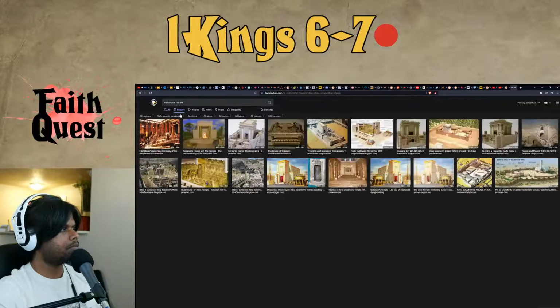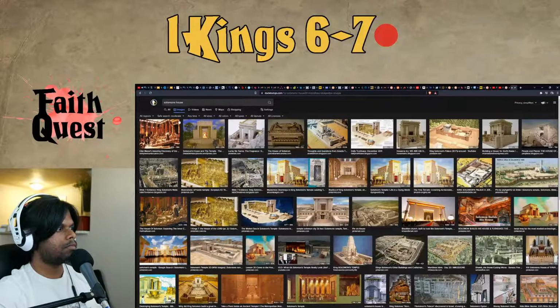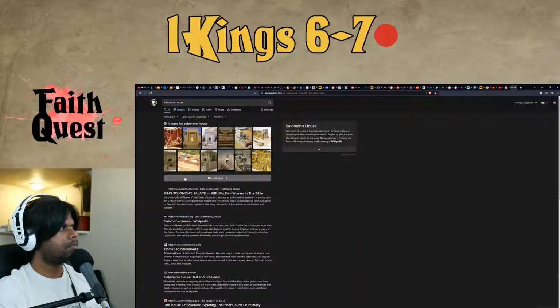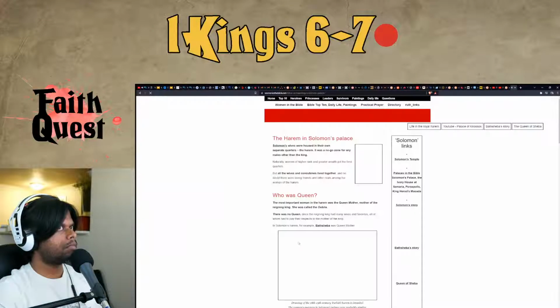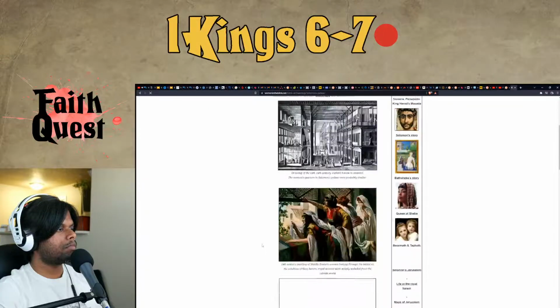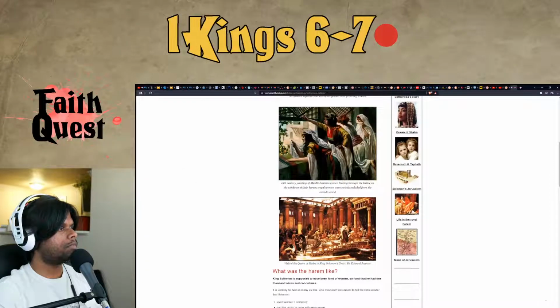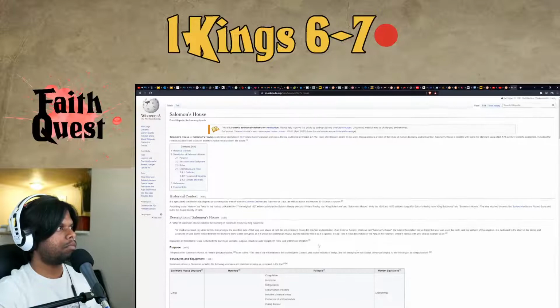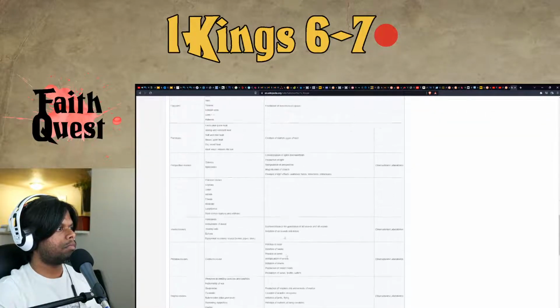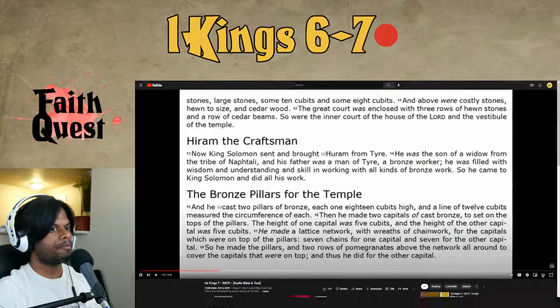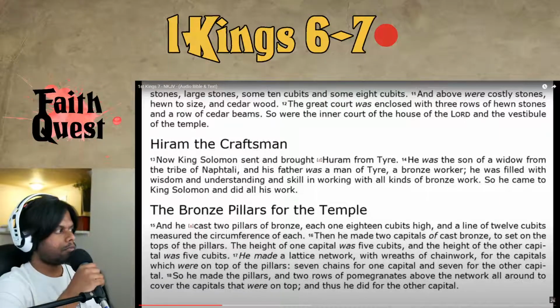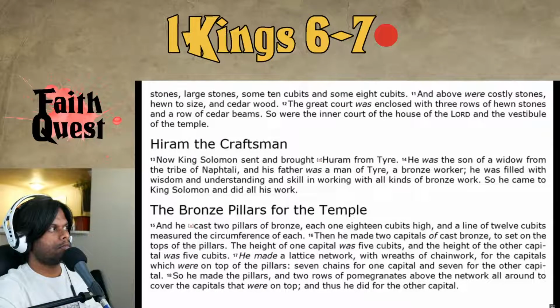All these were of costly stones, cut to size, trimmed with saws inside and out, from the foundation to the eaves, and also on the outside to the great court. The foundation was of costly stones, large stones, some 10 cubits and some 8 cubits. And above were costly stones, hewn to size, and cedar wood. The great court was enclosed with 3 rows of hewn stones and a row of cedar beams. So were the inner court of the house of the Lord and the vestibule of the temple.